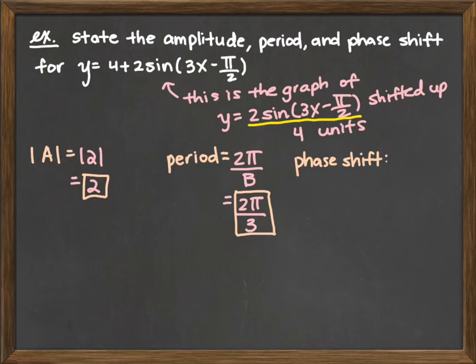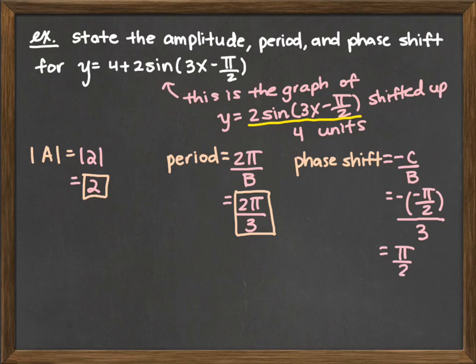Lastly, we want to write out the phase shift. And so that's going to be given by -c over b, and -c is going to be a minus -pi over 2, and b, once again, is 3. So we'll turn this into a positive pi over 2 because the negatives cancel out, and I'm going to times this by the reciprocal of 3 over 1, which is 1 over 3, and I'll get pi over 6. So I have identified the amplitude, the period, and the phase shift of this function.